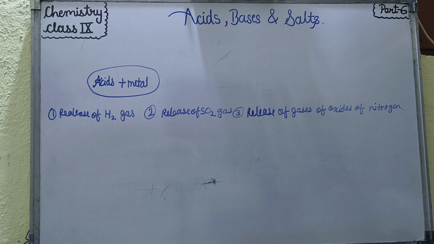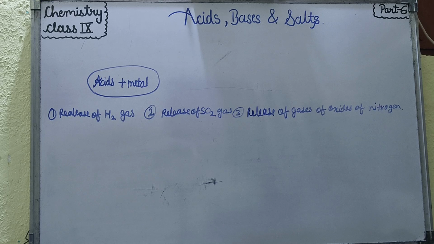Second, with noble metals like gold and platinum. Example, 2Au plus 2HNO3 plus 8HCl gives 2HAuCl4 plus 2NO plus 4H2O. Second, release of NO2 by concentrated HNO3 with less active metals like copper and mercury. Example, Cu plus concentrated 4HNO3 gives Cu(NO3)2 plus 2NO2 plus 2H2O.